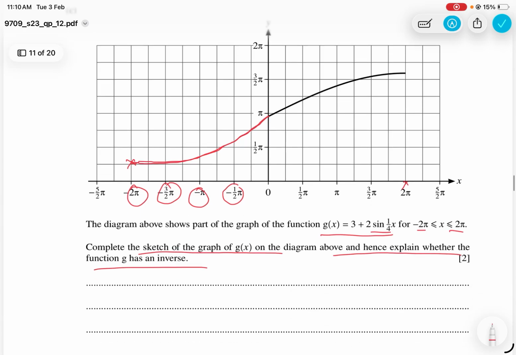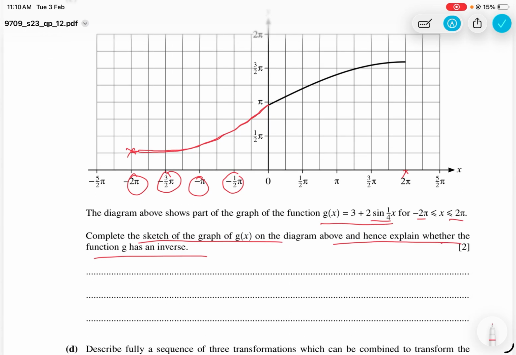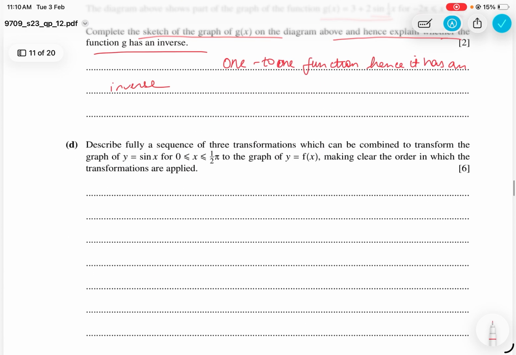Now, they are saying to explain whether the function has an inverse. Look at the function first. Is it a 1-to-1 function or not? See, for every input, there's a unique output. So yes, it is a 1-to-1 function. Hence, it has an inverse. Let us move on to the next question.